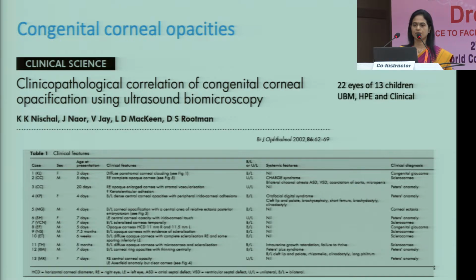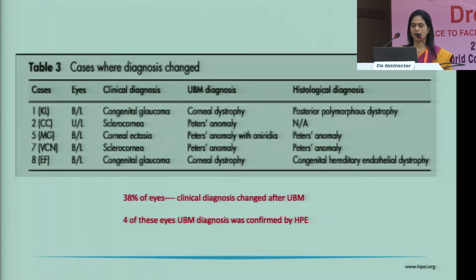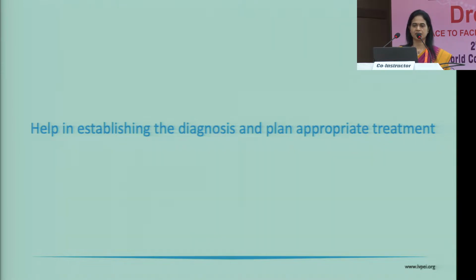There is a very beautiful article that was published by Ken Nischal's group, which looked at clinicopathological correlation and also looked at what features were there on ultrasound biomicroscopy, and they correlated with the clinical diagnosis. What was very interesting was, of the group of patients that they had seen, close to about 38% of the eyes, the clinical diagnosis changed after the UBM, and in the majority of those where there was a difference between the clinical and the UBM diagnosis, the UBM diagnosis matched with histopathology, which means that you cannot have a better confirmation than that. So UBM is definitely necessary to make a diagnosis in most of the conditions. It helps to establish diagnosis and also plan appropriate treatment.